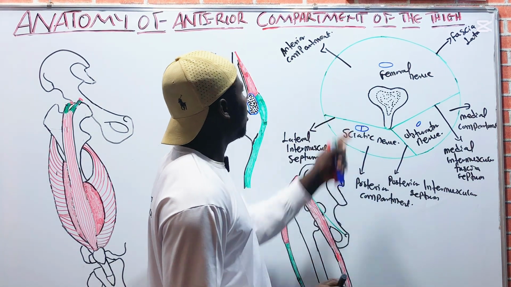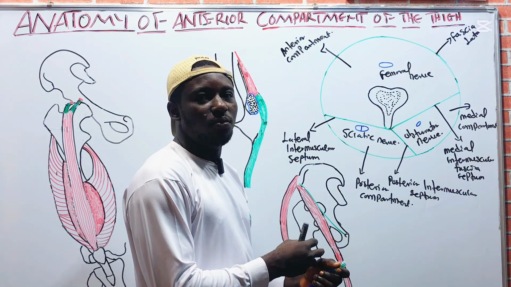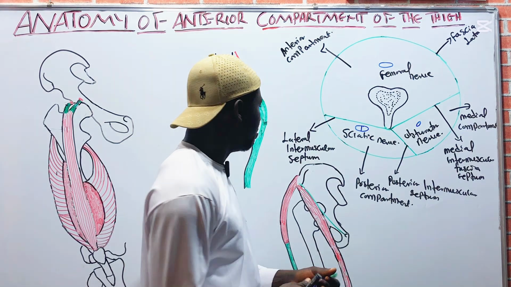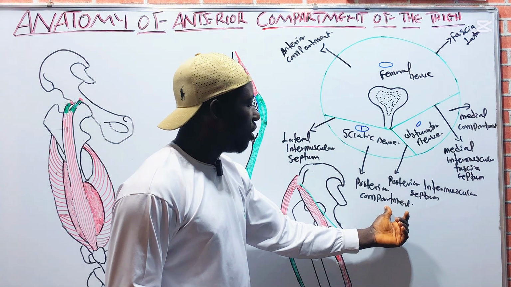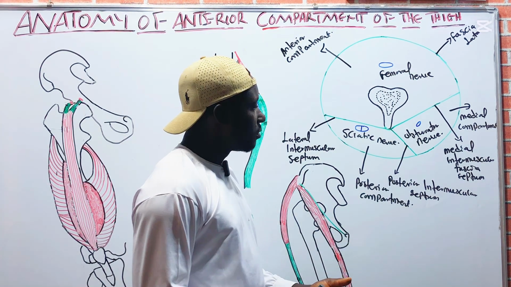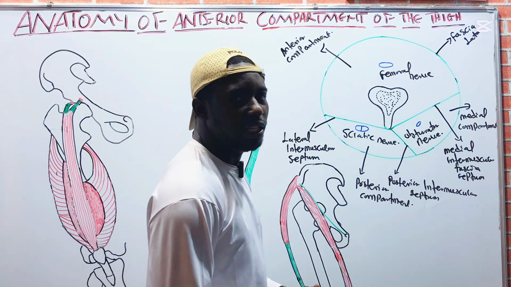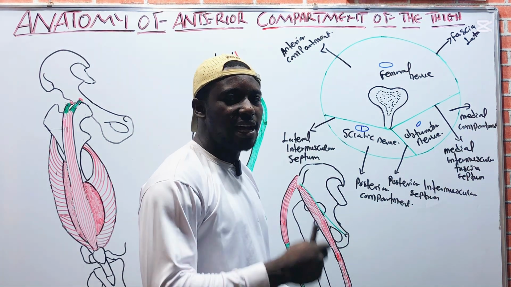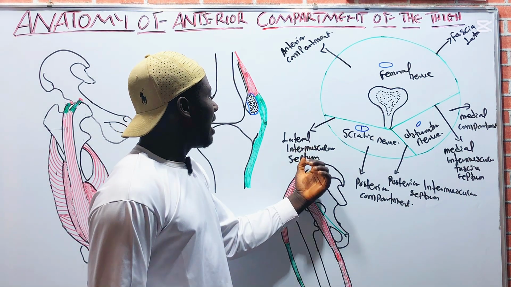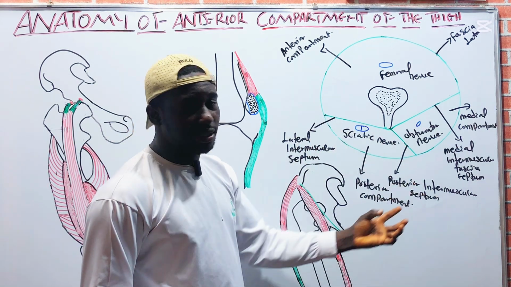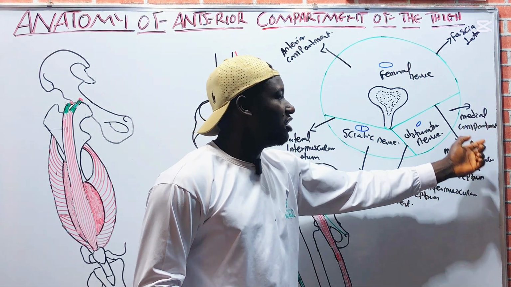The anterior compartment can be called the extensor compartment because the muscles in that region work collectively to extend the knee. The posterior compartment can be called the flexor compartment. The medial compartment can be called the adductor compartment.